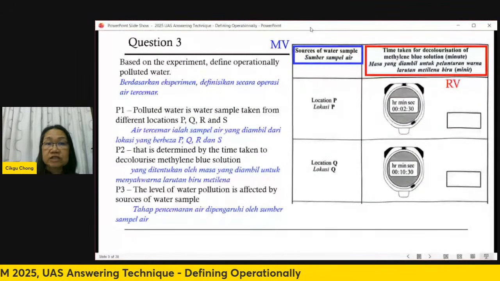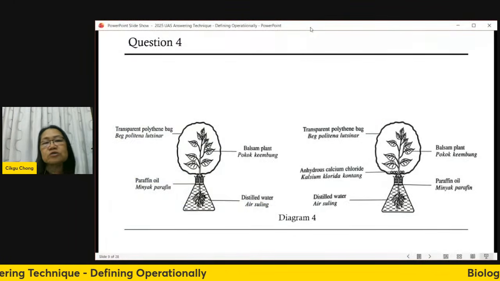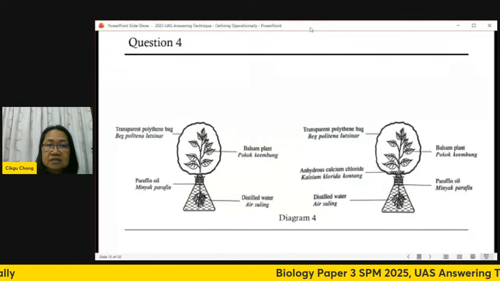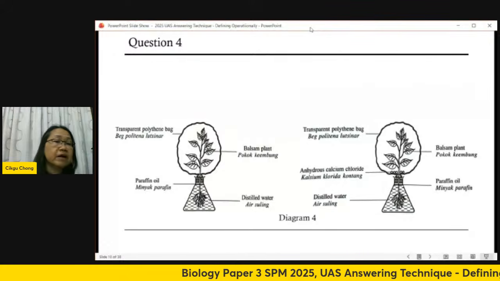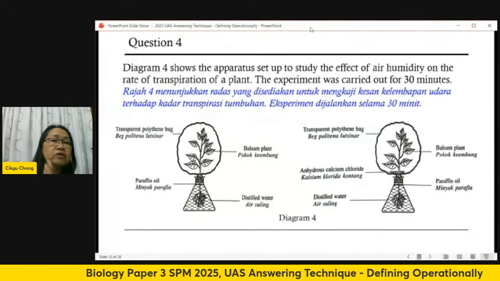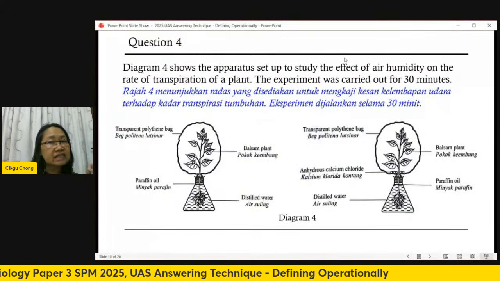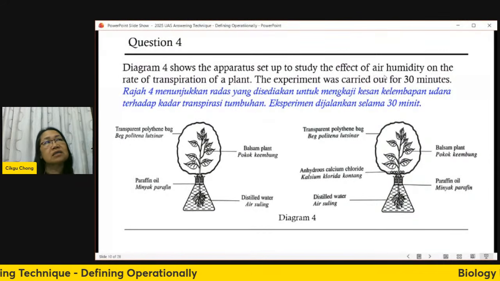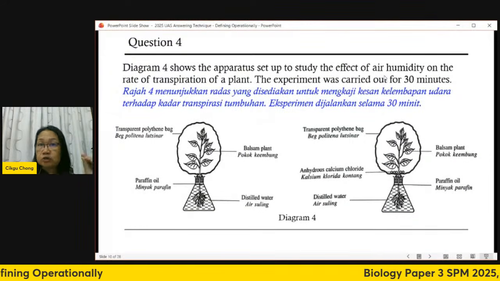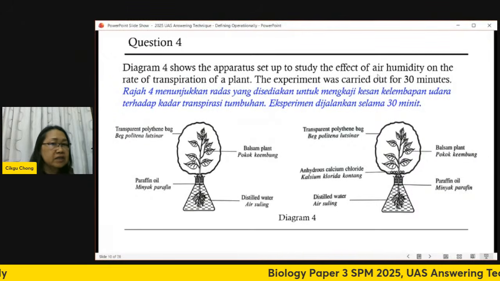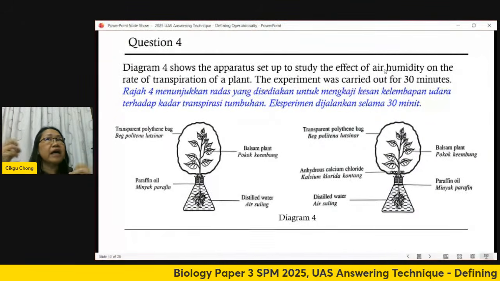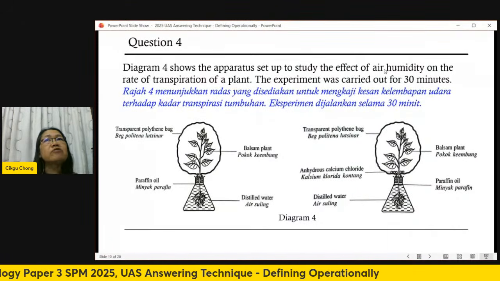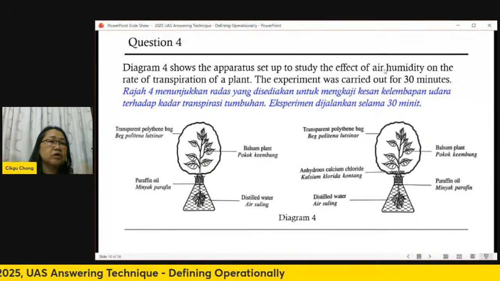Right, I go on to question 4. Okay, so you see this is to investigate transpiration. Transpiration is affected by a few factors. So here we are talking about air humidity. Read carefully. In the question, they will always give you what factor they are going to investigate. Usually they're investigating air humidity. So they want to investigate whether the air is dry or wet, and how it affects the evaporation of water from the leaves, which we call transpiration.